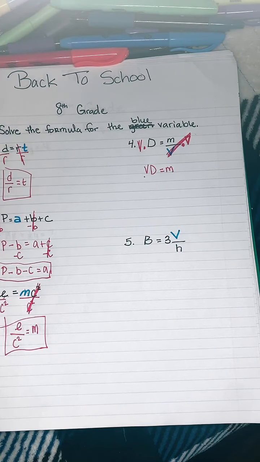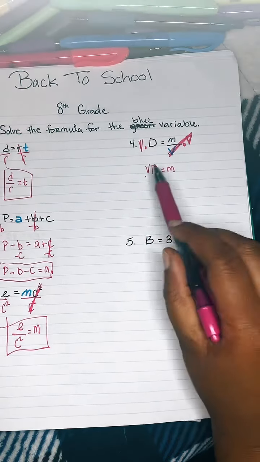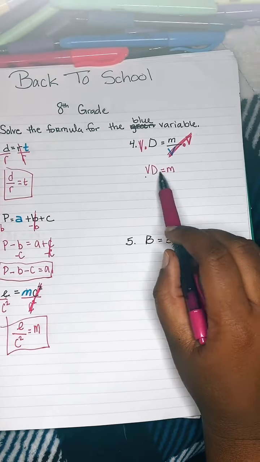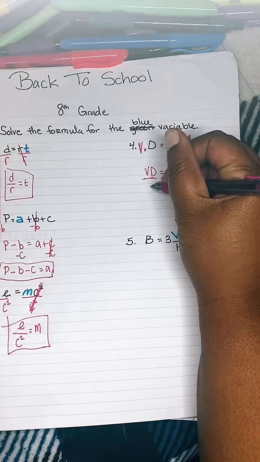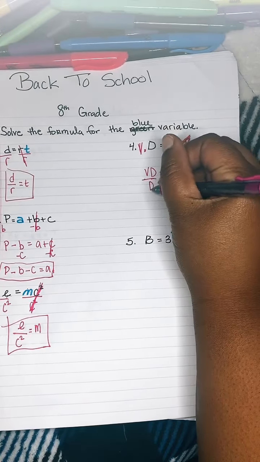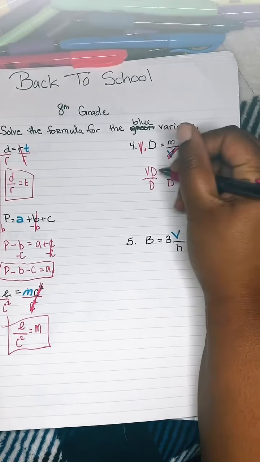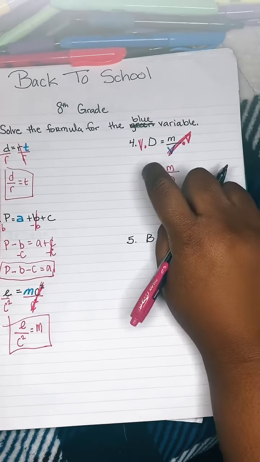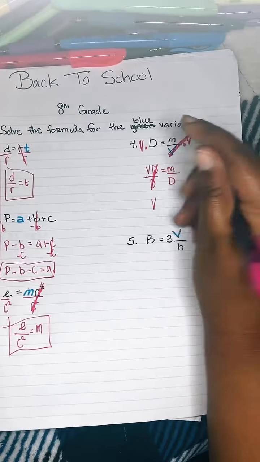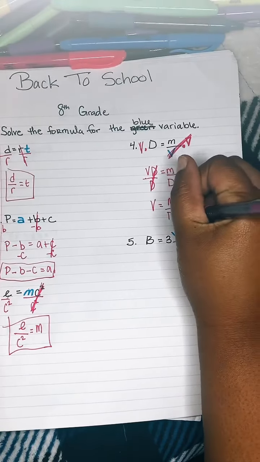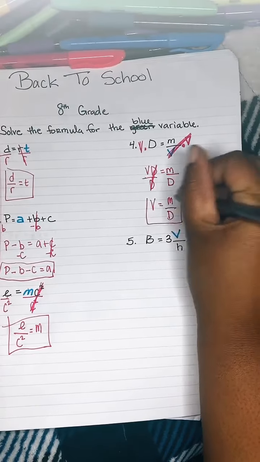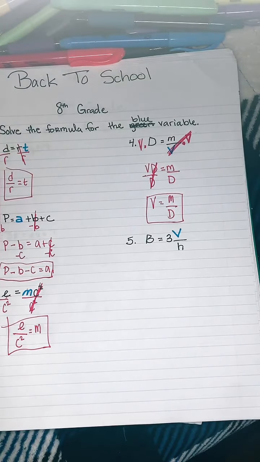Good. I see divide, divide, divide. Yes. Whenever two letters are attached, they're multiplied. How do we undo multiplication? We divide. So we divide both sides by D. And we're dividing by D because we want the V by itself. The V was in the blue. So we're going to do M over D. And this is our answer.